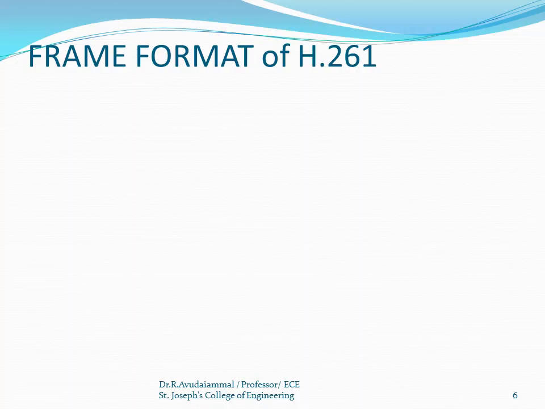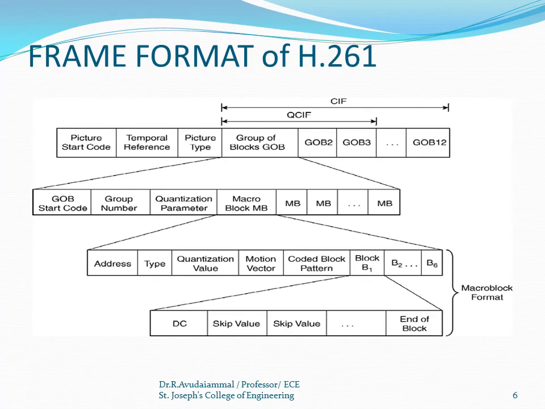The next thing we are going to see is the frame format of H.261. It refers to the way in which the information is being transmitted. The first one, the picture start code, tells where the information is available, where the information starts. And the temporal reference is the time difference between these blocks. And the picture type tells whether it is an I frame or a P frame.